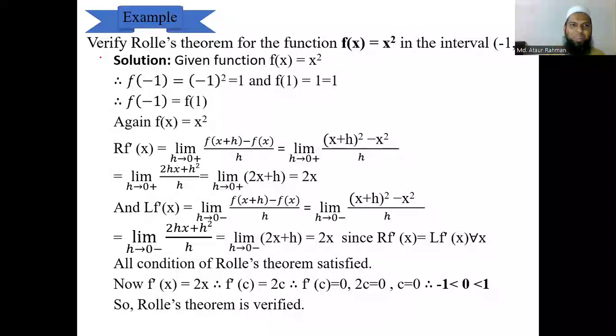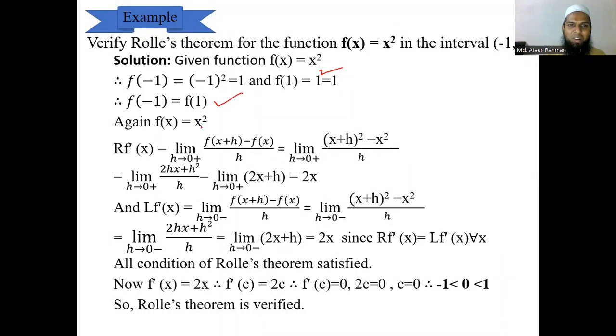So that is the theorem proof. Now example. Verify Rolle's theorem for the function f(x) equal to x square in the interval minus 1 to 1. Now solution. Given the function f(x) equal to x square, so f(minus 1), just putting here, minus 1 whole square is equal to 1. Now also put in 1, f(1) equal to 1 square is equal to 1. So f(a) equal to f(b).